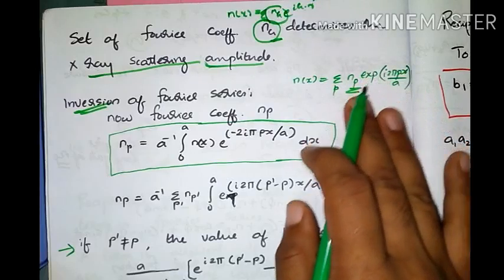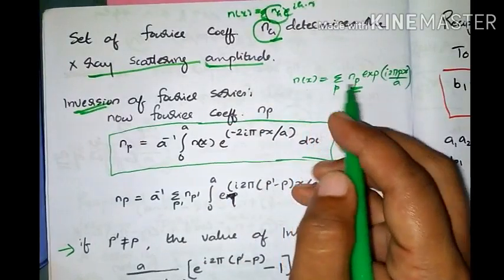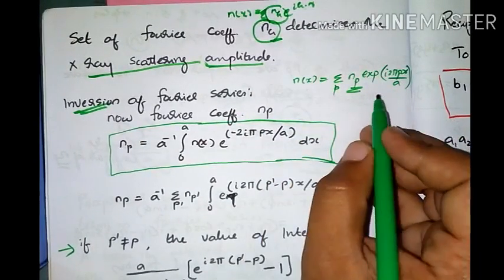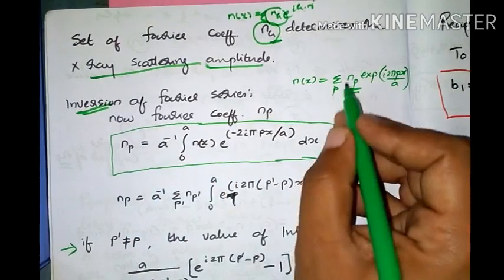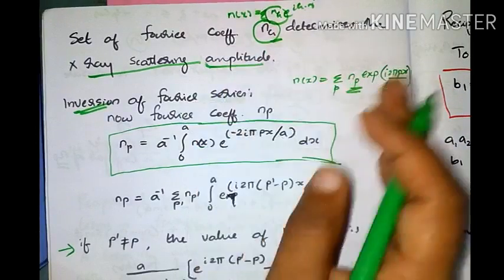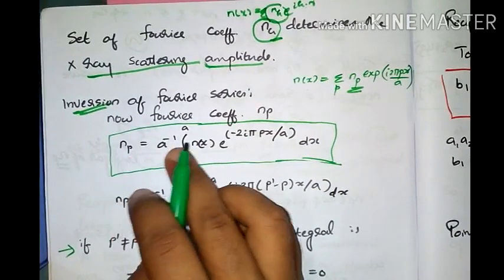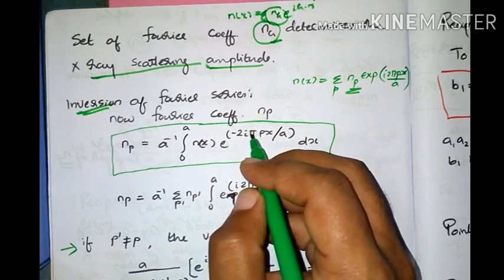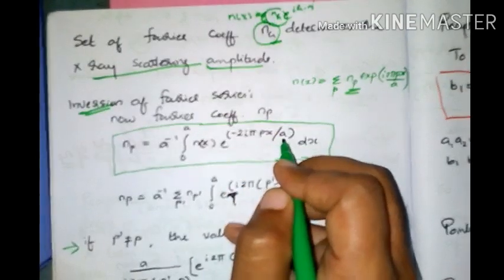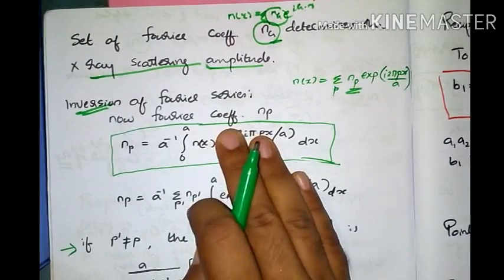Now we are doing the inversion, and we get n_p is equal to a inverse integral 0 to a. To find n_p, we move all these to the other side, and we obtain n_p is equal to a inverse integral 0 to a n of x e raised to minus 2i pi p x divided by a dx. Okay, we have obtained this.